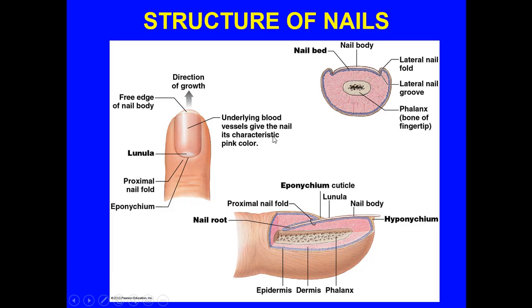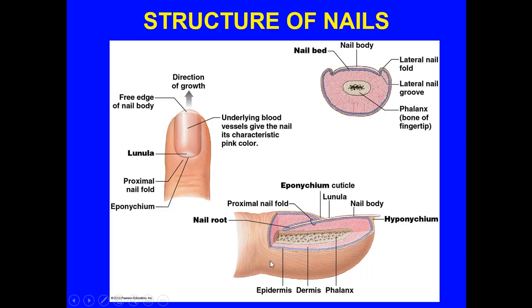Let's take a little bit closer look at those nails for a minute. This is the direction of the growth. This is called the free edge of the nail body. Underlying blood vessels give the nail its pinkish color. This is the lunula here. And what you have is the eponychium right here. This is the edge. We have what we call the proximal nail fold right here. So the eponychium would be considered the cuticle. Okay, here's the nail root bed down here.